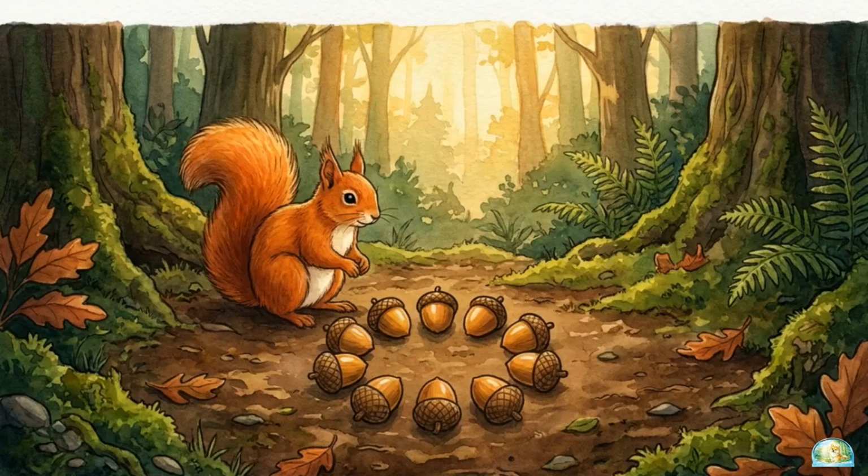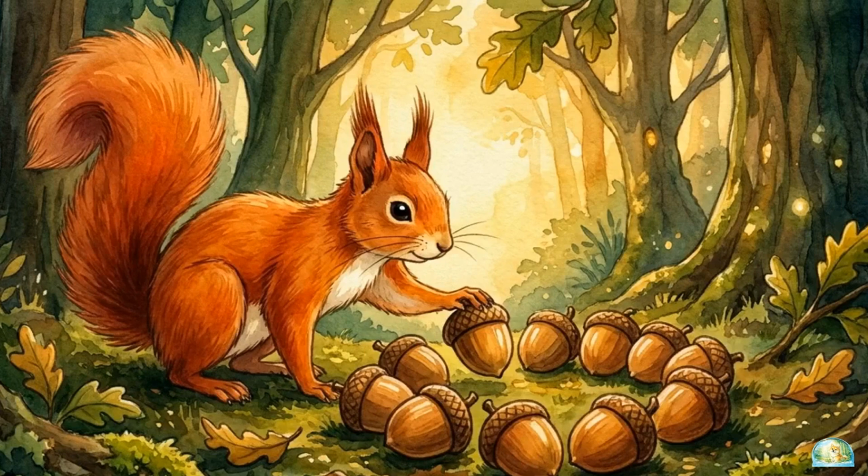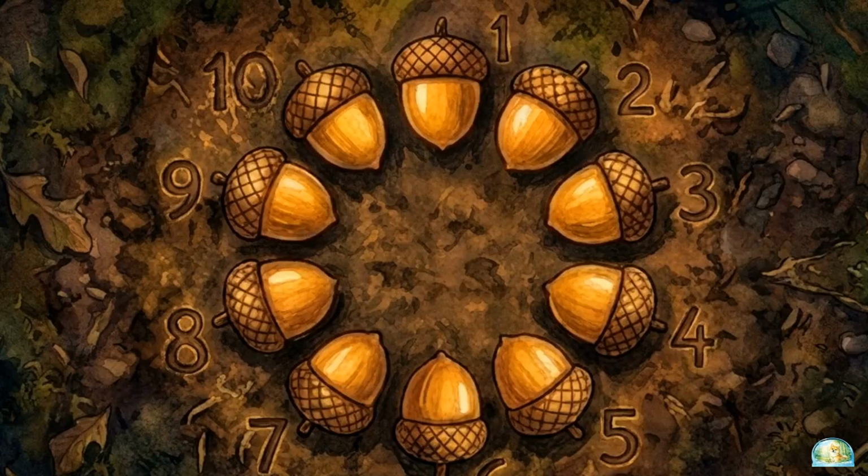Down at the trailhead, Hazel encounters a ring of 10 individual acorns. She touches them one at a time. Counting by ones means we say one number name for each individual acorn. We start with 1, 2, 3, 4, 5. We keep the exact order with no skips.